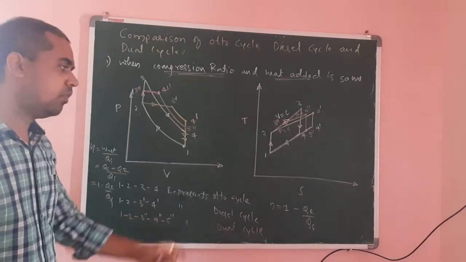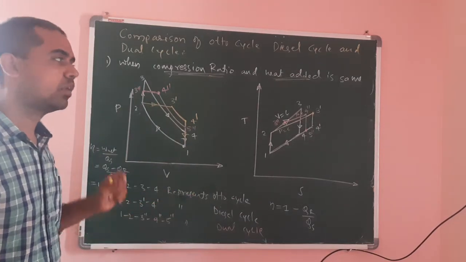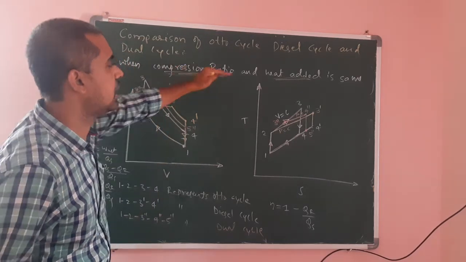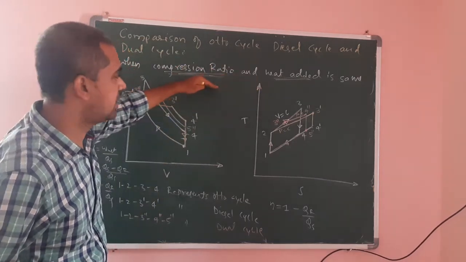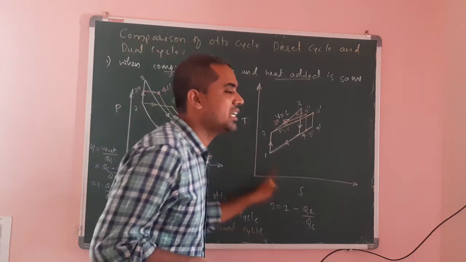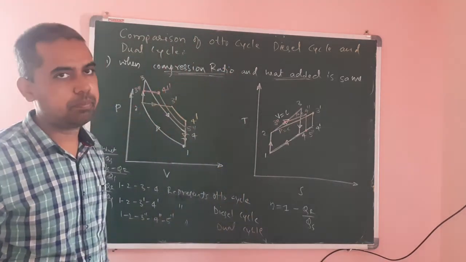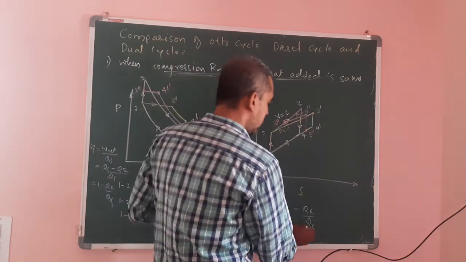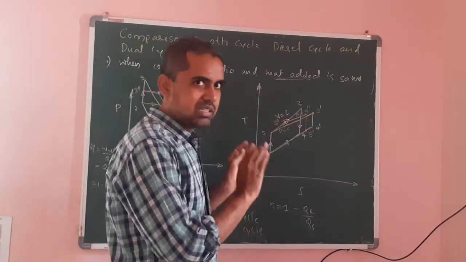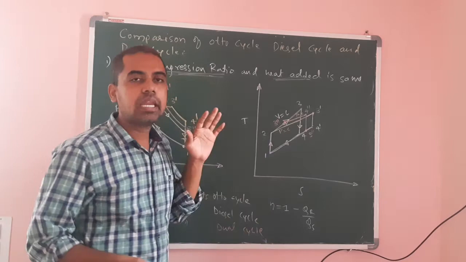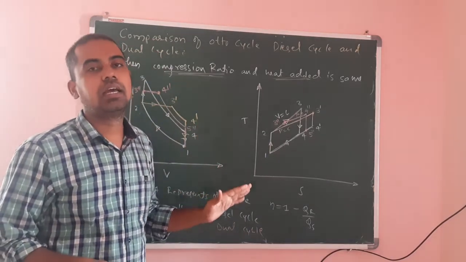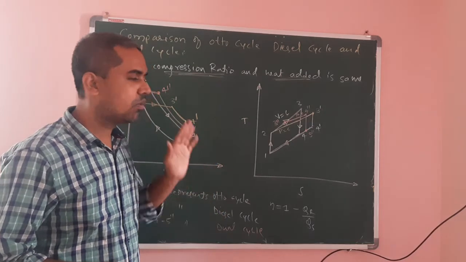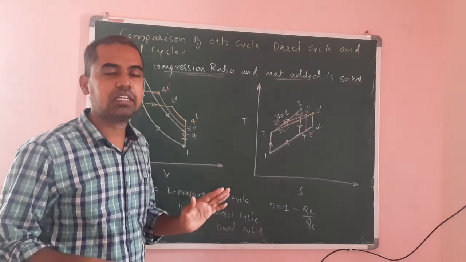Okay, what happens to QR? We can judge the efficiency of the Otto cycle and diesel cycle by comparing the TS diagram. If we compare the TS diagram, QS remains the same. What does the TS diagram represent? Area under the curve on a TS diagram represents heat transfer.